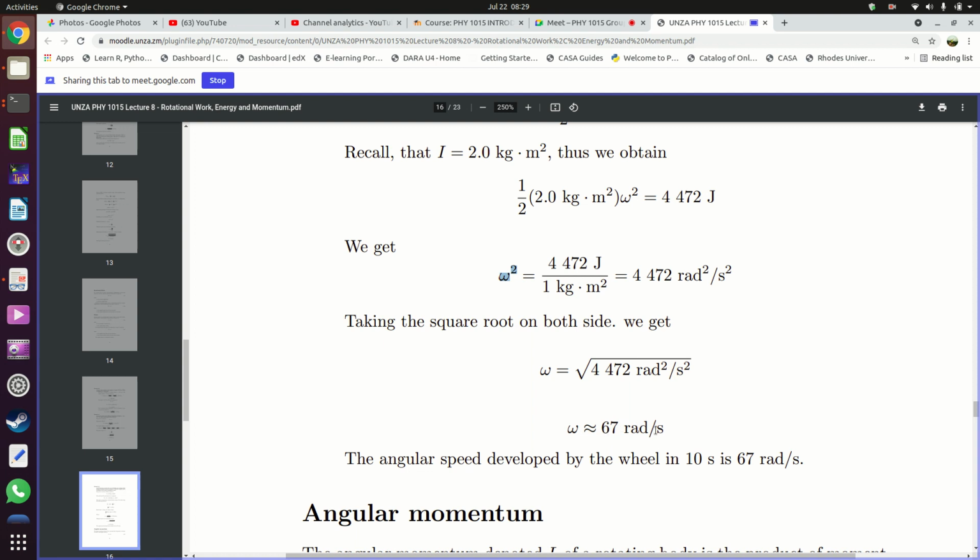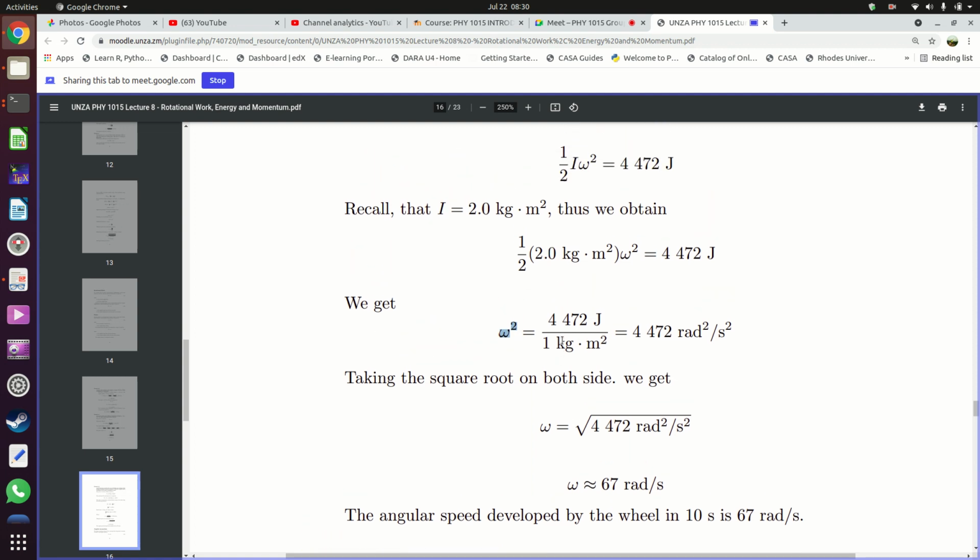So the angular velocity of the wheel, the speed which our wheel gains in this 10 seconds, is going to be 67 radians per second. Is that clear?